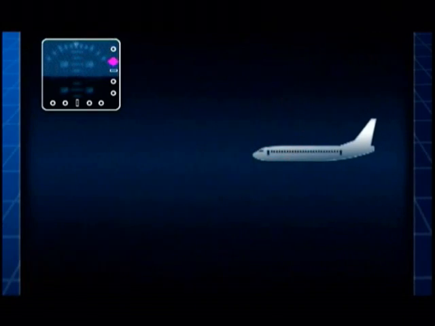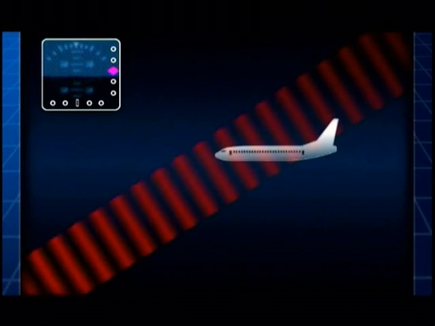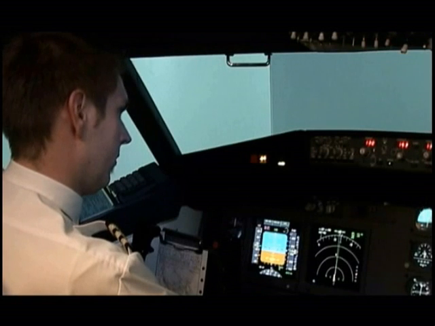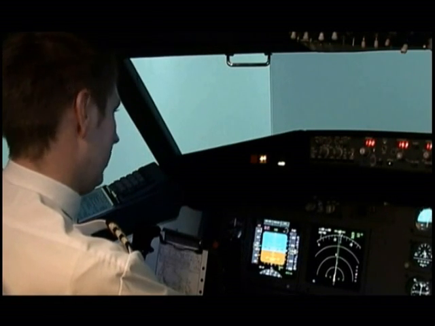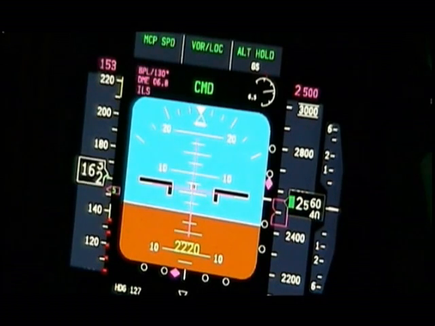When the autopilot detects that the aircraft has crossed the glide slope radio beam, the white GS sign, indicating the pre-selected automatic glide slope capture mode, activates and changes to green.